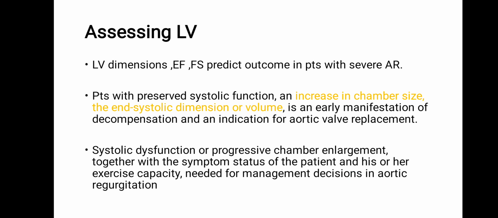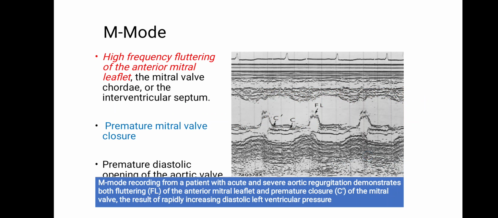Assessing LV dimensions, ejection fraction, fractional shortening predict outcome in patients with severe AR. In patients with preserved systolic function, an increase in the chamber size and systolic dimension or volume is an early manifestation of decompensation and an indication for aortic valve replacement. Systolic dysfunction or progressive chamber enlargement, together with the symptom status of the patient and his or her exercise capacity, are needed for management decisions in aortic regurgitation.